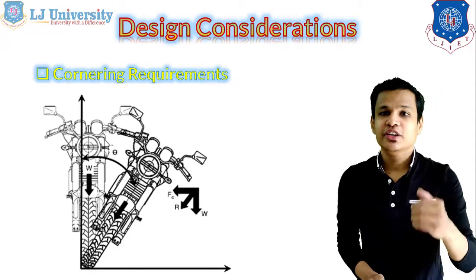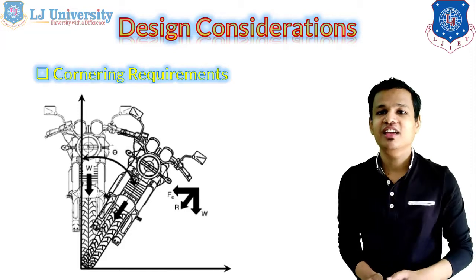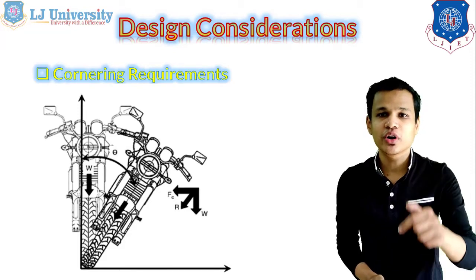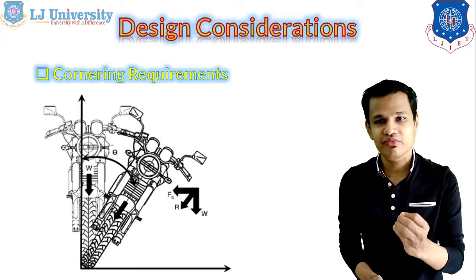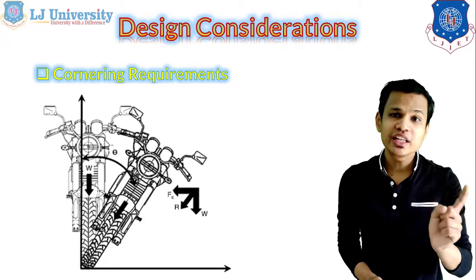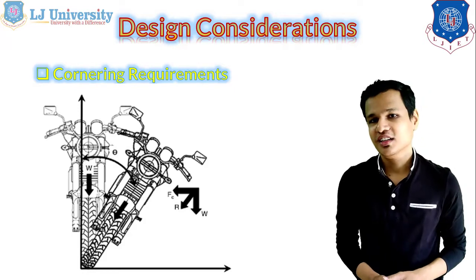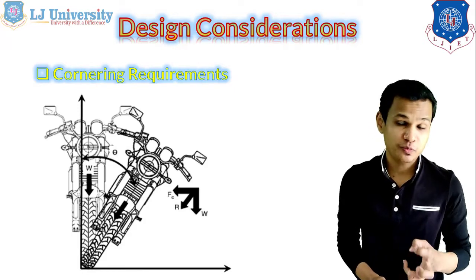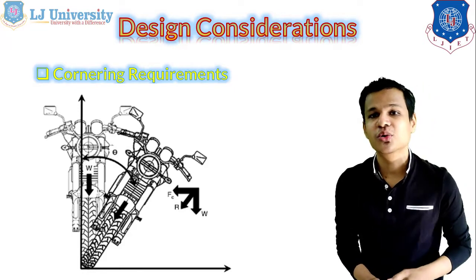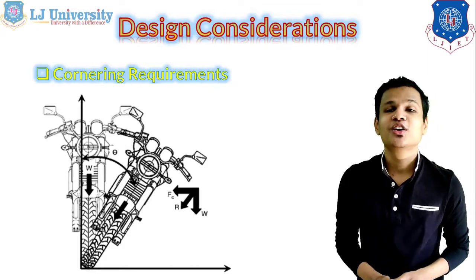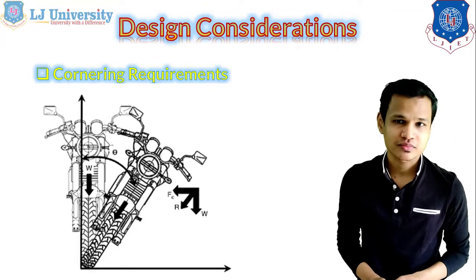During straight driving, the vehicle only faces the load in the downward direction because of the weight of the vehicle. But during turning, the force on the vehicle will be more. So during cornering, the suspension should also sustain the load that is being applied on the two-wheeler as well.